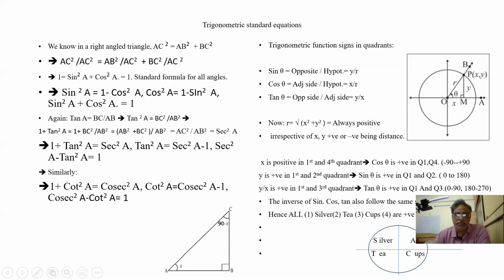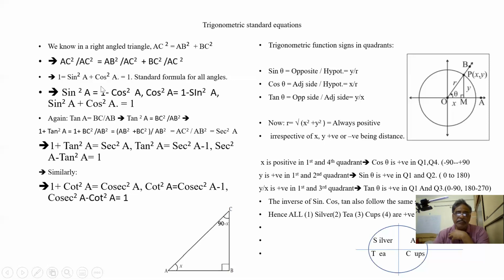Similarly, cot square A. What is cot x? Cot x is equal to AB by BC. Cot square x plus 1, once I add, AB square plus BC square by BC square, becomes AC square by BC square. This is 1 by sin square x. That is cosecant square x. So 1 plus cot square A is cosecant square A. So we have again three relations in this. So these are the fundamental identities of trigonometry.